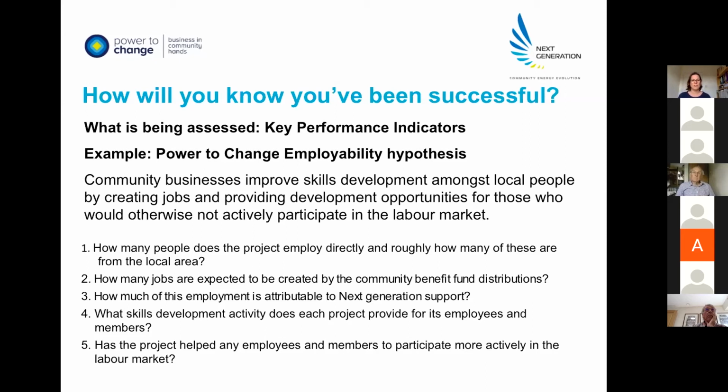And so Power to Change, for that particular employability outcome, have identified a number of key performance indicators that will help them understand if they are achieving that impact that they want. So how many people is a project directly employing, and how many of those are from the local area? How many jobs have been created by the Community Benefit Fund, and this point about additionality: how much of this employment is actually attributable to the programme, because they need to separate what was going to happen anyway from the difference that their programme has made.